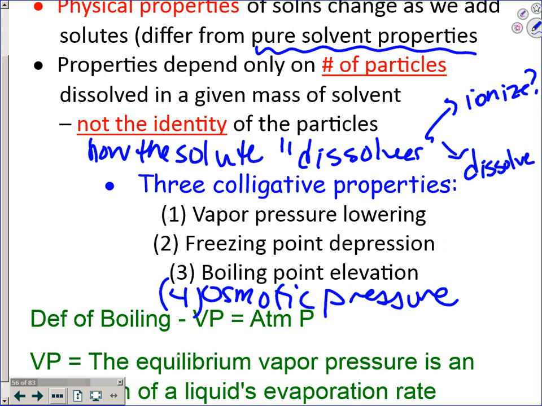So this is going back to our examples of, we put salt on the road to stop the water from freezing. We put salt in our water to stop it from boiling over. We are artificially modifying the freezing point and the boiling point of things in our everyday life.